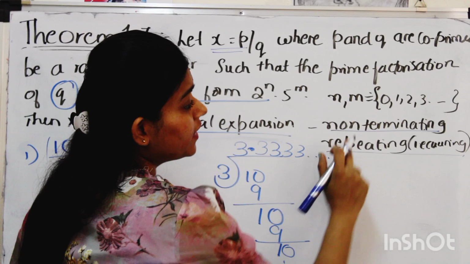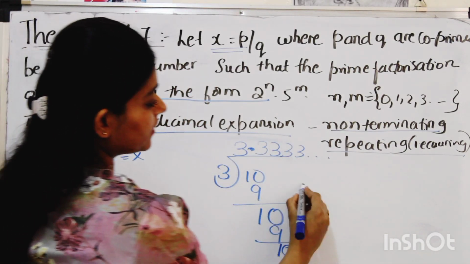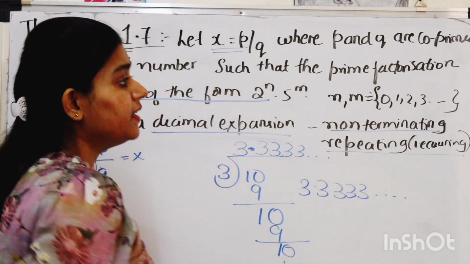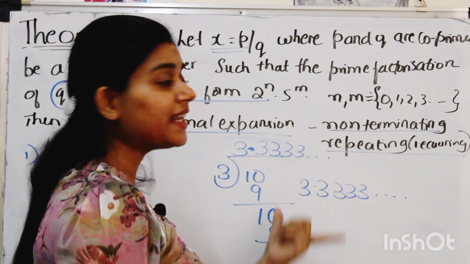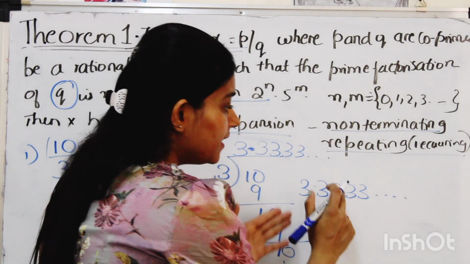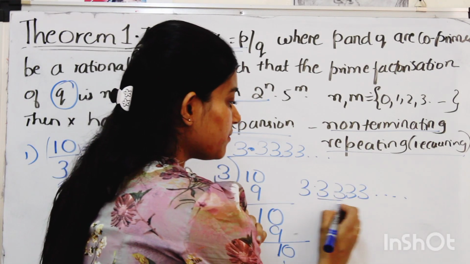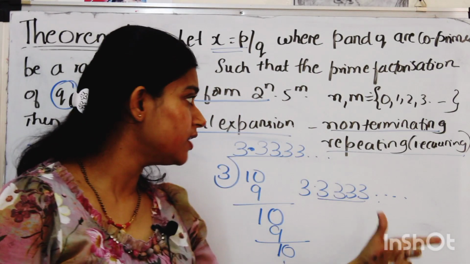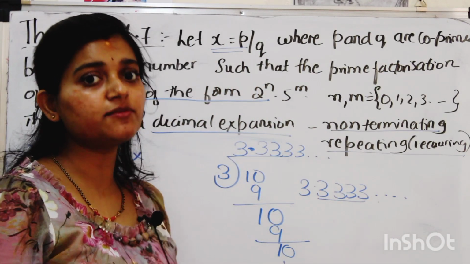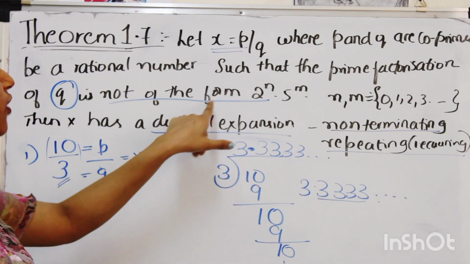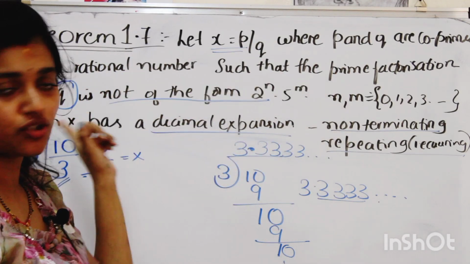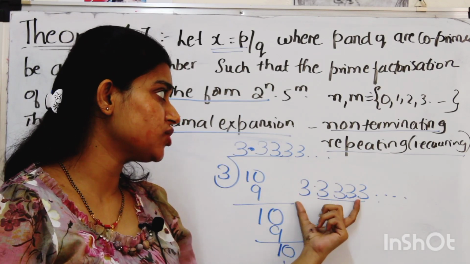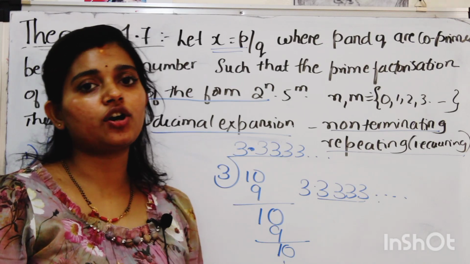So this goes on non-terminating, it has no end, the value is like 3.333 and so on. Then repeating means recurring. You can see here 3 is recurring, the same digit is recurring. So when this type of decimal expansion comes, when the prime factorization of q is not of the form 2 or 5, then its decimal expansion is non-terminating and recurring.